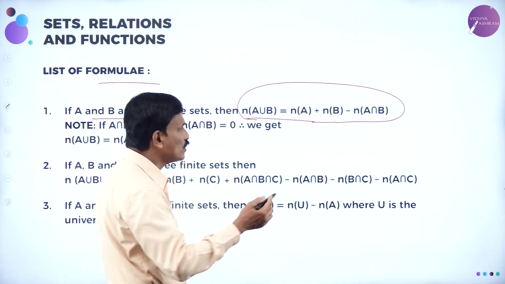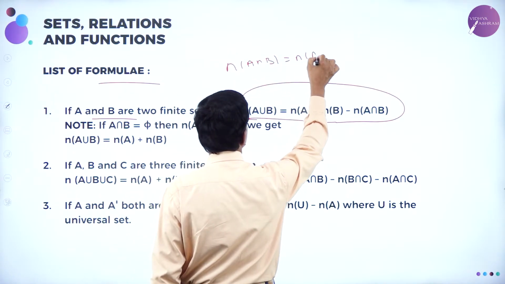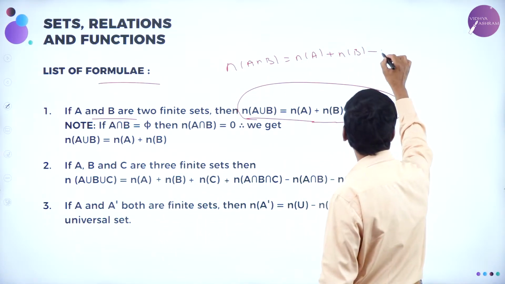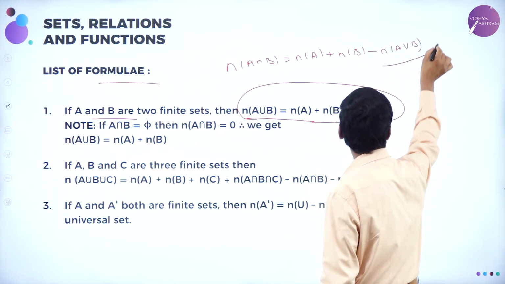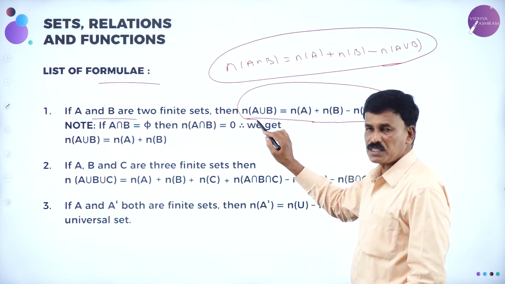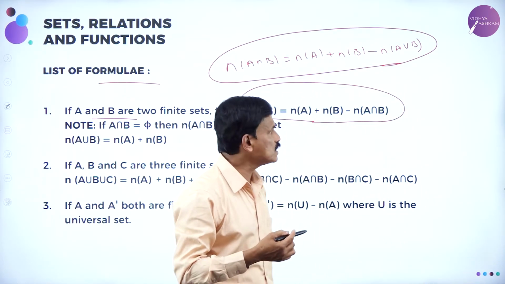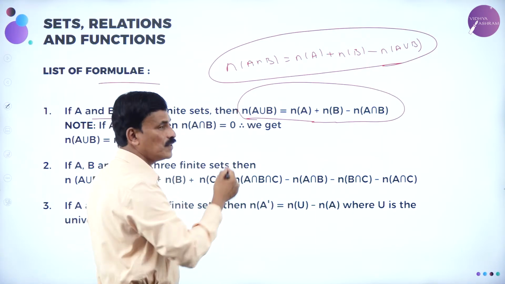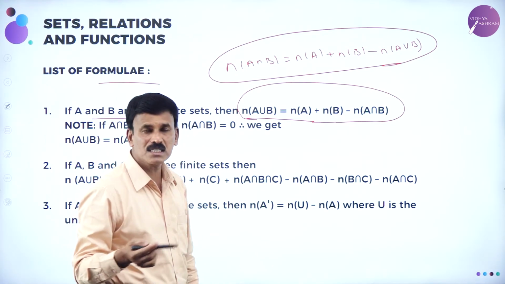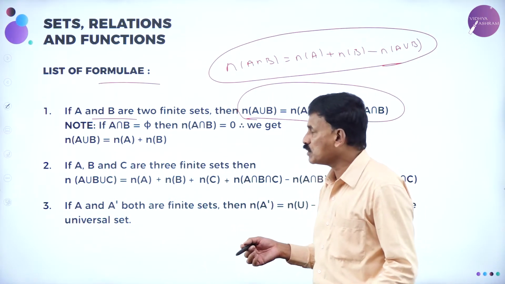Suppose if you want to interchange this, similarly n of A intersection B can also be written as n of A plus n of B minus n of A union B, transferring this term. This is also one formula which is used to solve the problem. So the number of elements in A union B is equal to the number of elements in A plus the number of elements in B minus the number of elements in A intersection B. Similarly, the number of elements in A intersection B is also equal to the number of elements in A plus the number of elements in B minus the number of elements in A union B. These two formulas are very, very important to solve the problems.